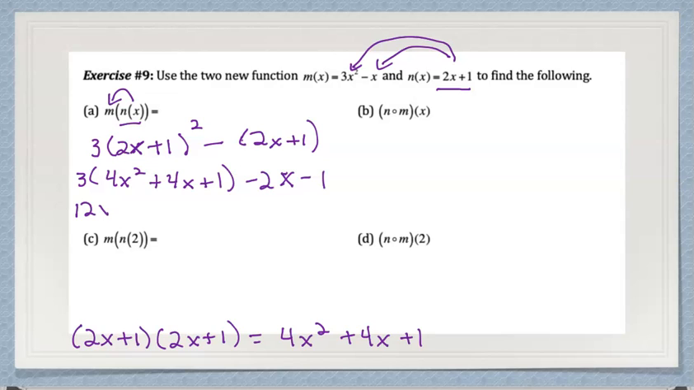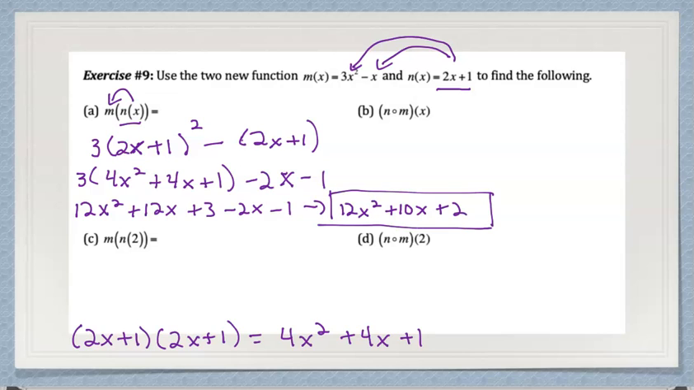This is 12x squared plus 12x plus 3 minus 2x minus 1. Now I'm out of room, so I'm going to write it right here. This would be 12x squared, 12x minus 2x is 10x, plus 3 minus 1 is plus 2.